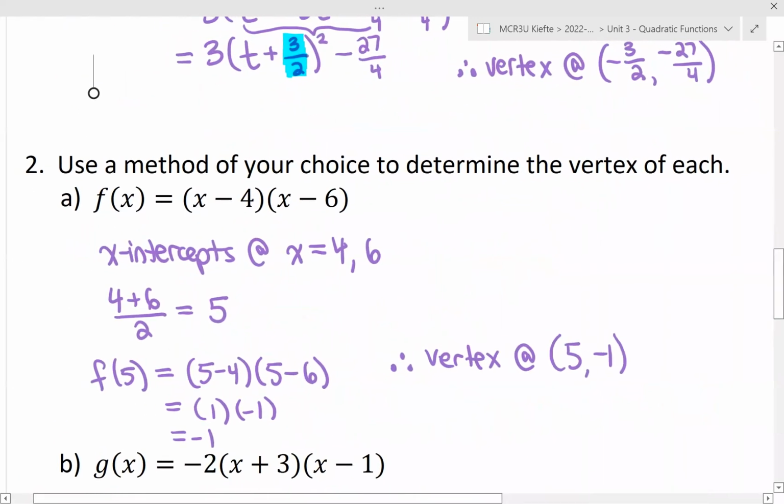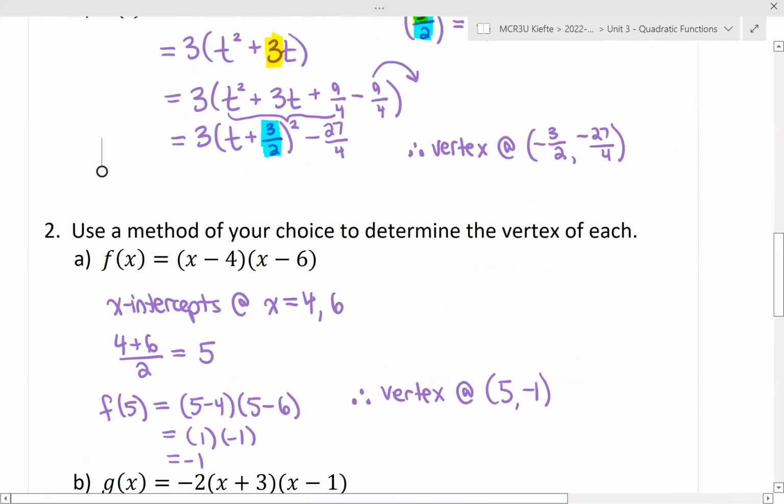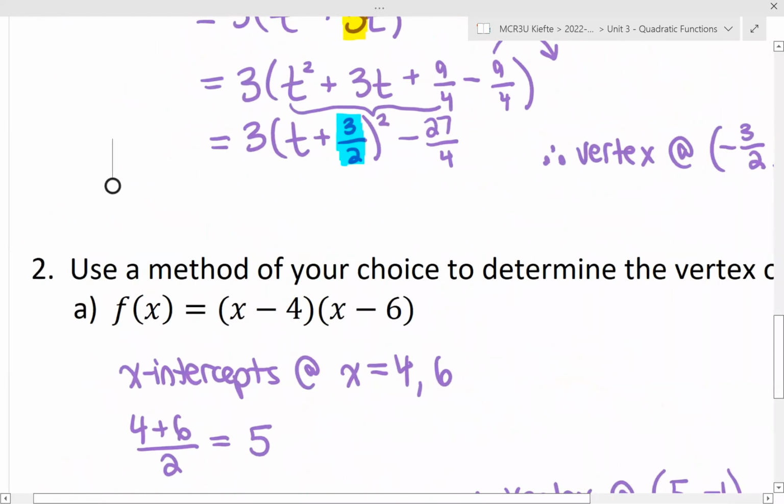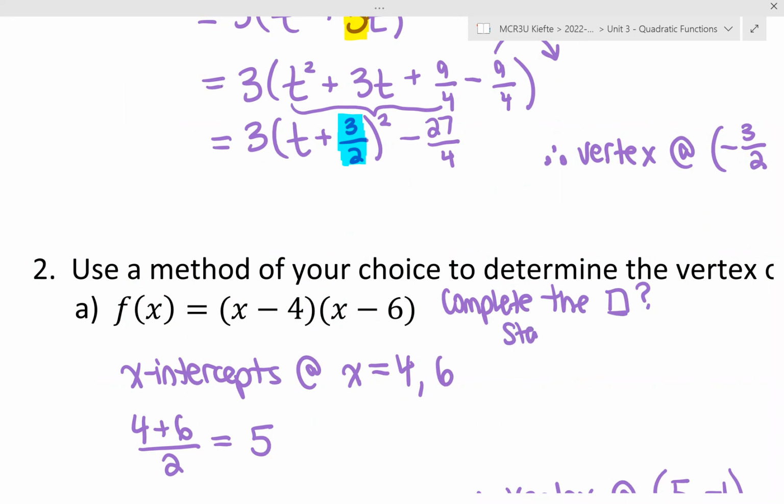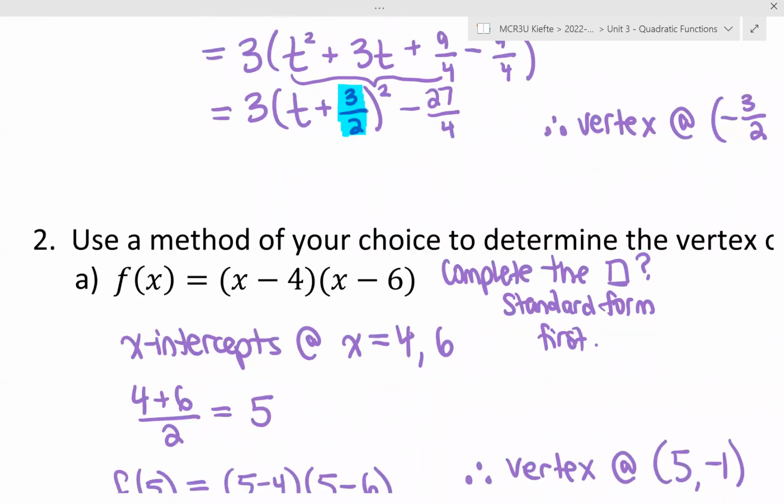Here, using a method of your choice, you of course could use completing the square here. You would first have to convert to standard form if you wanted to complete the square. But we're lazy. I don't want to do that.